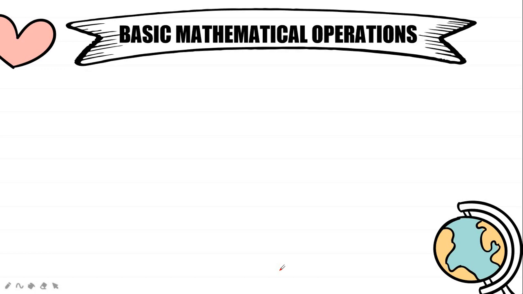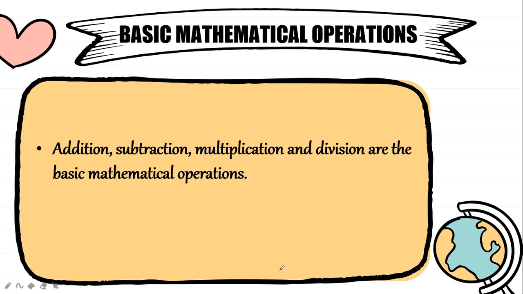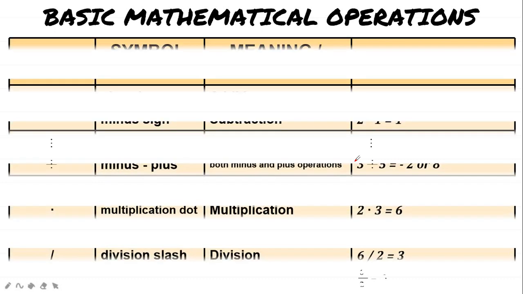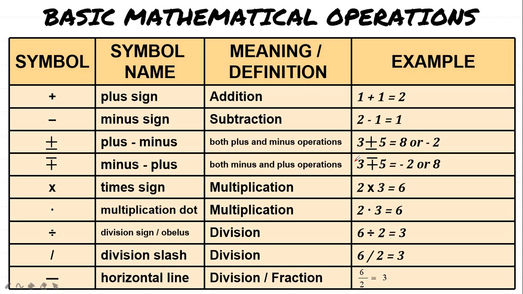Next, we have basic mathematical operations. I know that you are already familiar with the four fundamental operations, which are considered the basic mathematical operations: addition, subtraction, multiplication, and division. Let's have some of the basic symbols used for mathematical operations. We have the plus sign, of course, for addition, the minus sign for subtraction, and the plus minus and minus plus signs, for both plus and minus operations, both minus and plus operations.